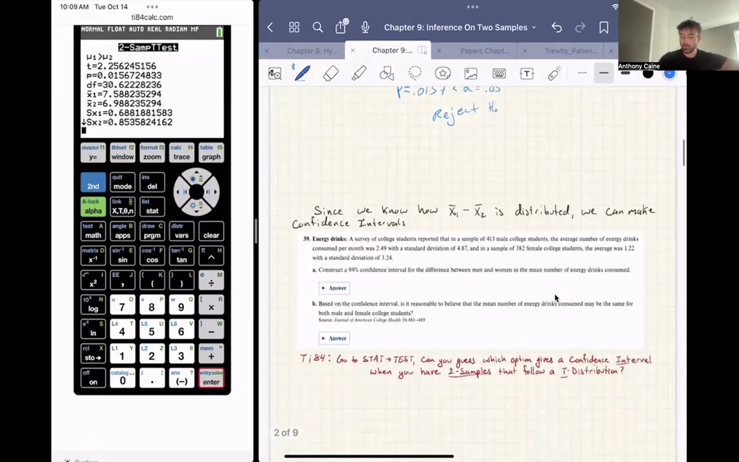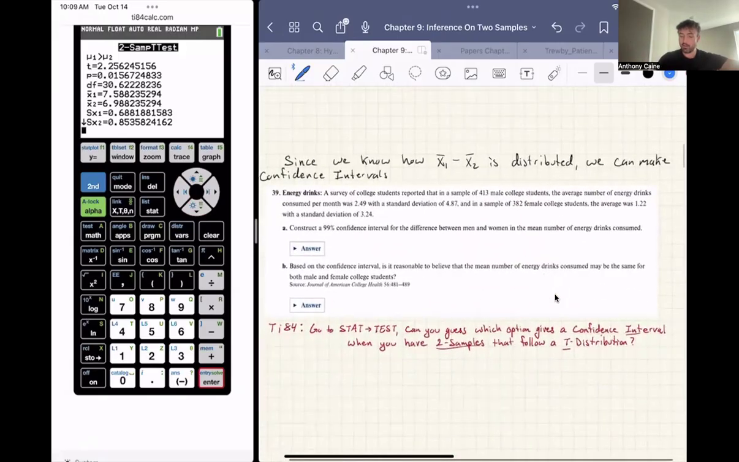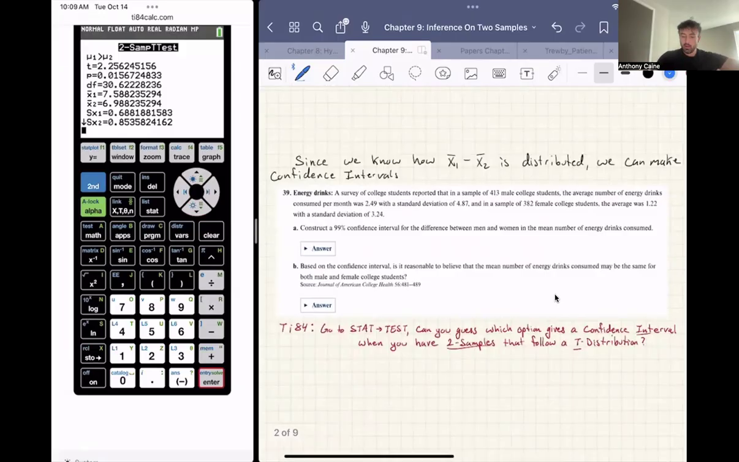But here we'll just do an actual problem. All right. Survey of college students reported in a sample of 413 male college students. The average number of energy drinks consumed was about 2.5, with a standard deviation of almost 5. Whereas in a sample of 382 female college students, the average was this, with a standard deviation of that. Okay. So we want to construct a confidence interval.